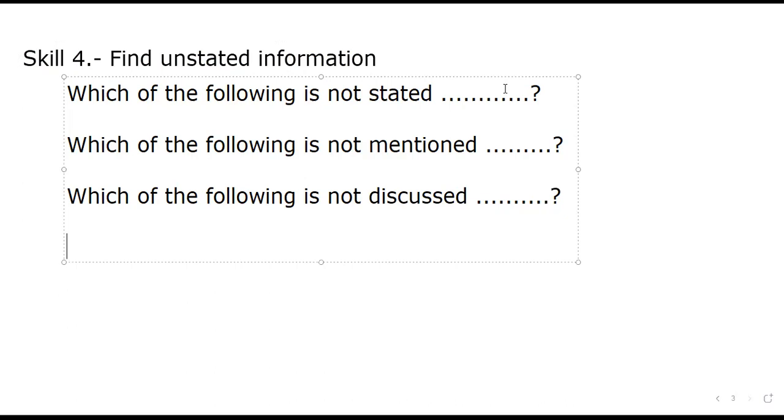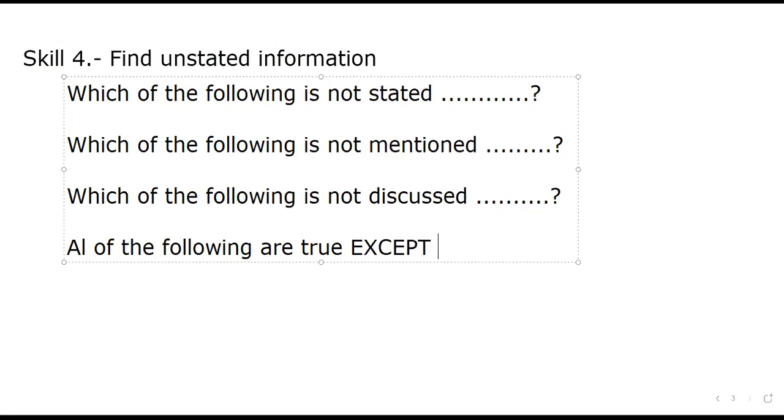And one final question. All of the following are true except, and sometimes they write except with capital letters. And right there, they insert. All right. So now it is information that is not in the passage or that is not true.